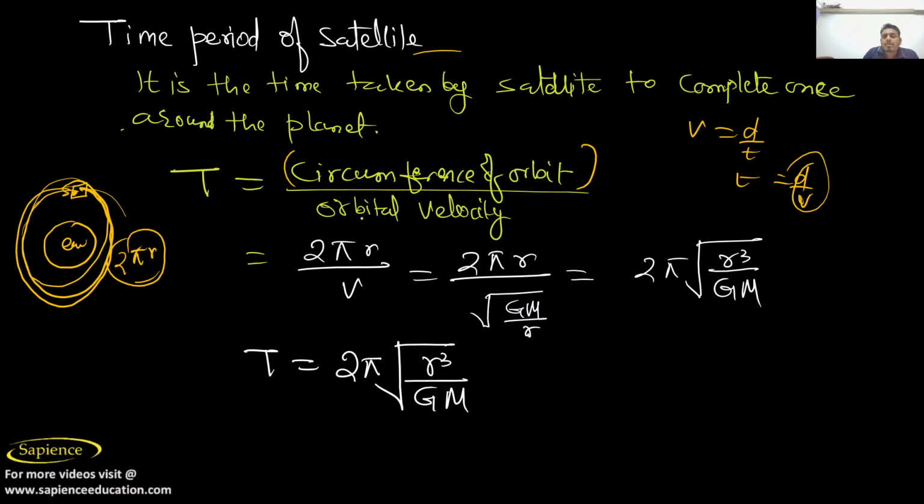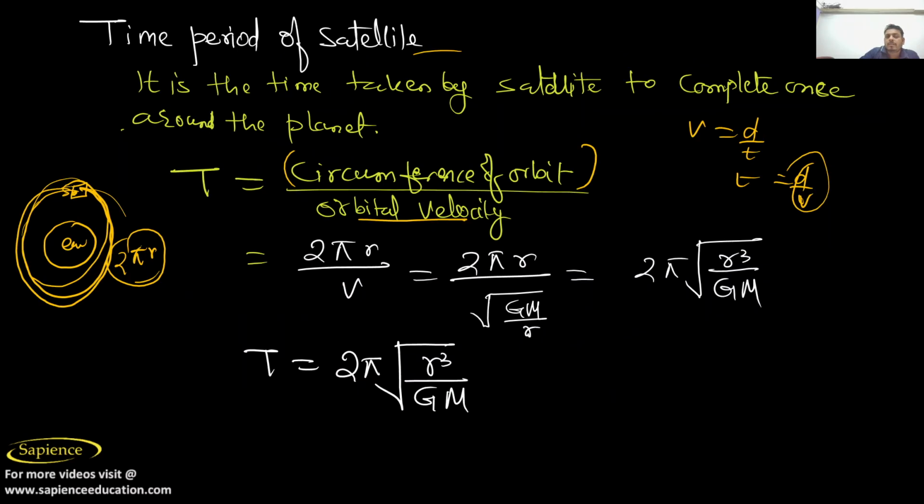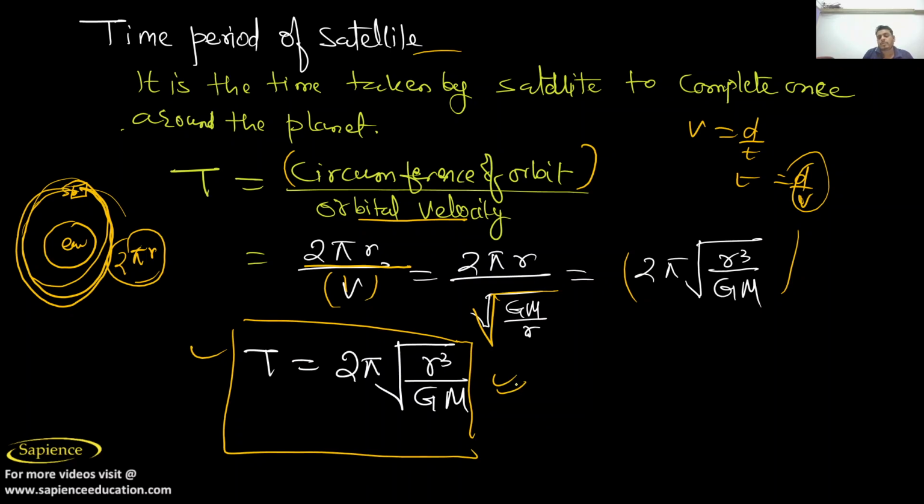Now what is the orbital velocity? Just now we have derived the orbital velocity, that is root of GM by small r. Now can we write here the total circumference of the orbit is 2 pi into small r, and the orbital velocity is v? So just put the values of this, and you will get this equation, right? Now we have got the time period as this equation. So whenever you solve any problem, you have to write this equation.